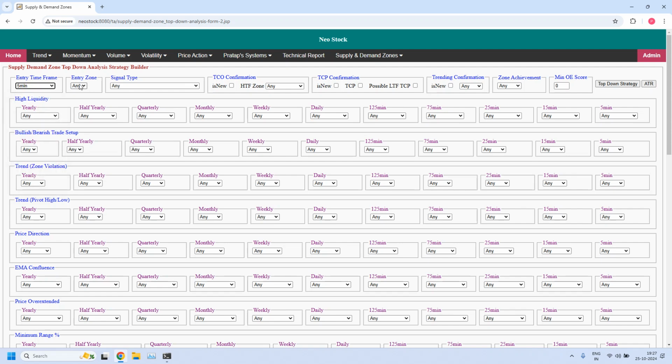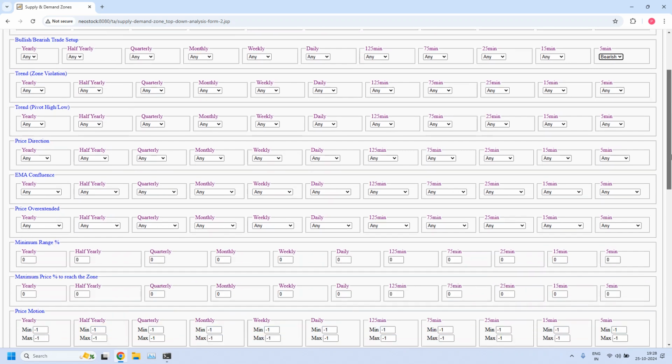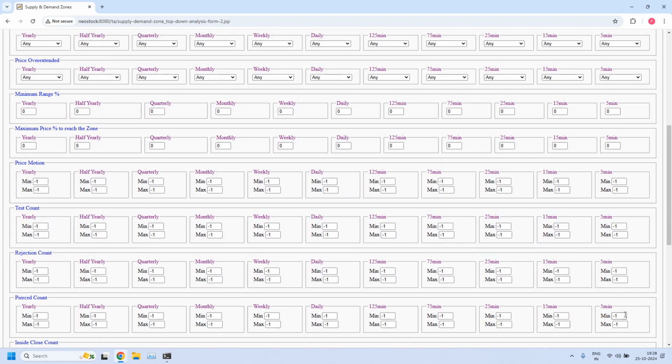Entry time frame is 5 minutes. Entry zone is supply zone. In bullish or bearish trade setup at 5 minutes, I am selecting bearish. The 5-minute supply zone should not be pierced. So in the pierced count at 5 minutes time frame, I am setting minimum value 0, maximum value 0.